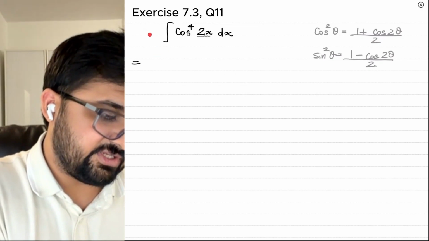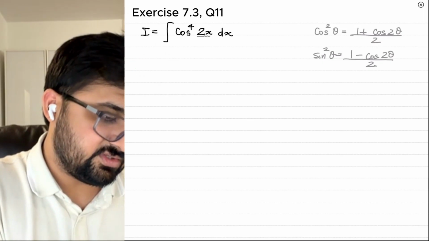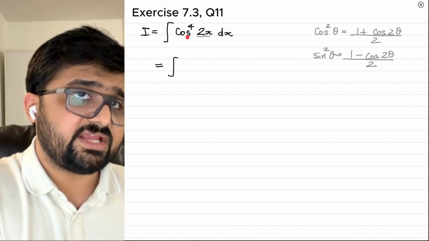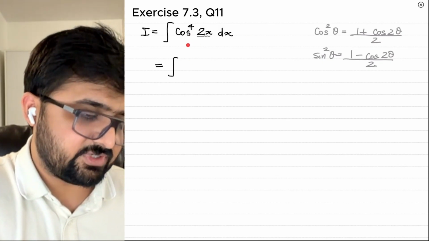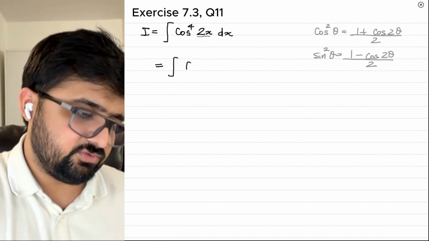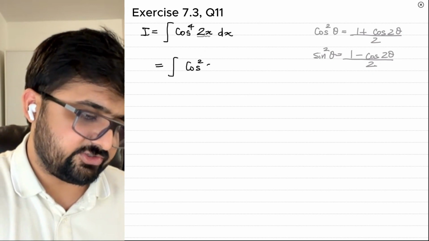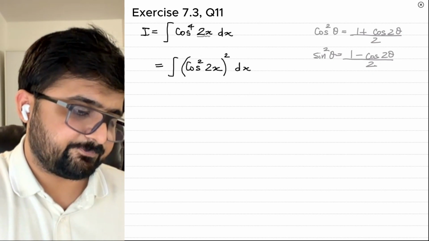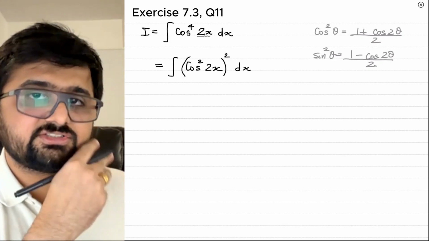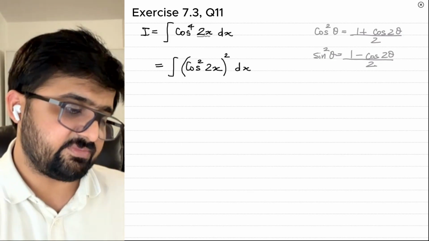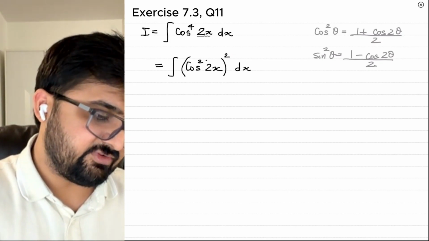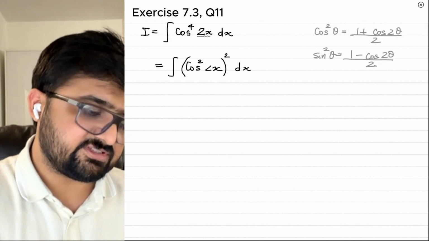Before applying that formula, let's say this is integration I. Before applying that formula for cos square, we have to convert this power 4 into power 2 by doing it like this: cos square 2x to the power 2 dx. We just use laws of indices here to convert that power 4 into power 2. After that, we can apply that formula for cos square theta.